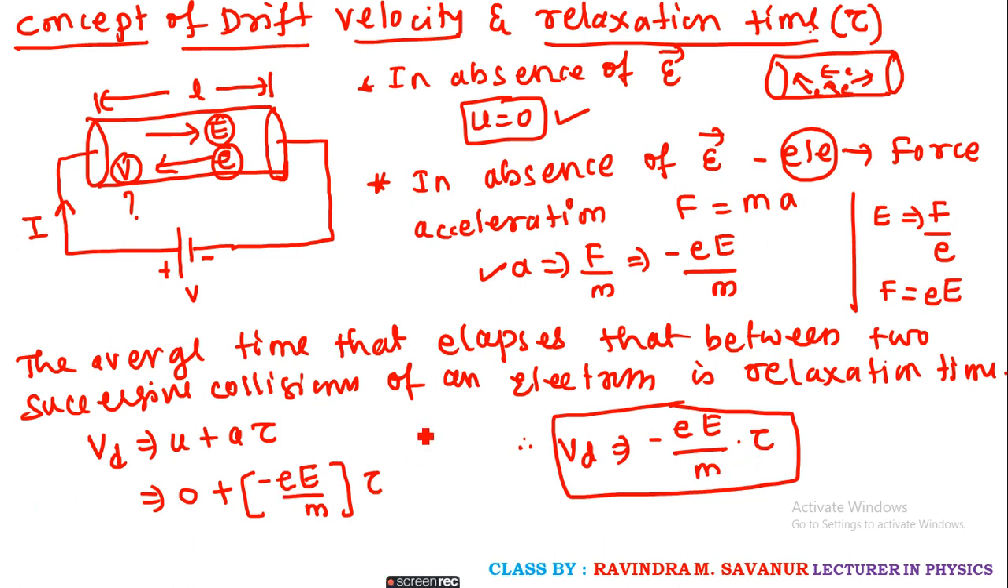So finally, what is the definition of drift velocity? Drift velocity is the average velocity gained by a free electron of a conductor in the opposite direction to the externally applied electric field. Okay students, just copy this part so that I can go to the next slide.